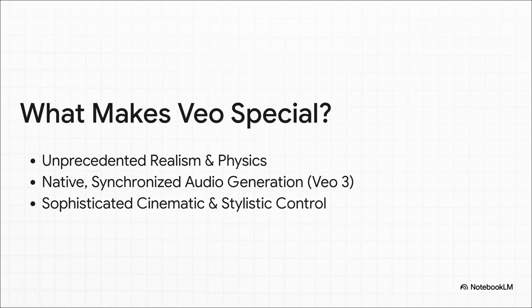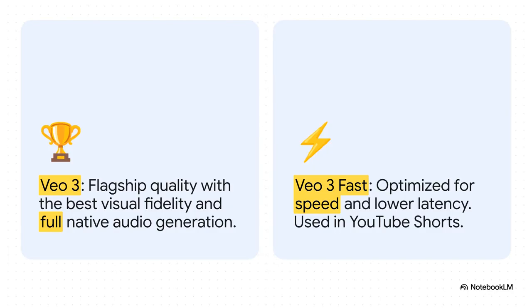But the real game changer is this. Veo 3 can generate video with perfectly synchronized audio. I mean, we're talking sound effects, background noise, the whole shebang, all from one single prompt. And on top of that, you get amazing cinematic control, so you can ask for stuff like an aerial view or a time-lapse. And, just like a real car engine, there isn't just one version.